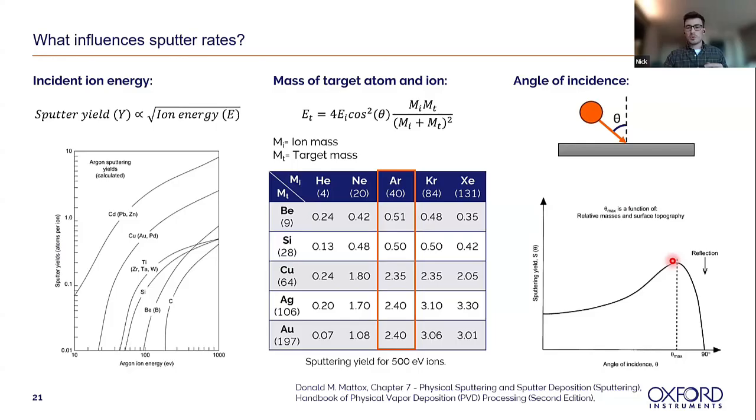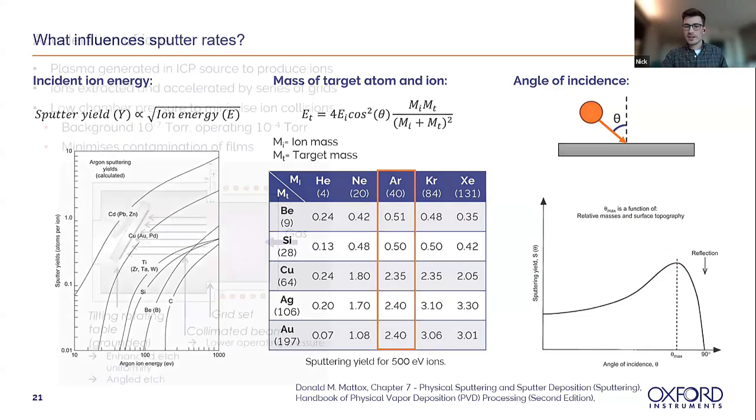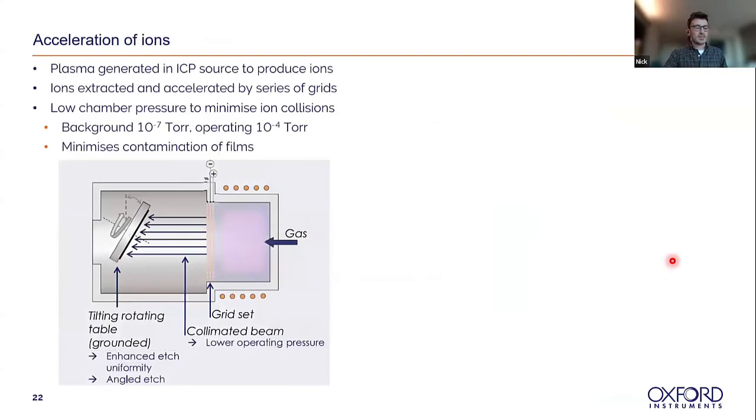But then if you imagine 0 is coming straight down, if you have an ion coming in at near 90, it's actually just going to glance off the surface rather than cause any sputtering. So there are ideal angles at which you can maximize the etching that you're able to achieve. So these are the three main things that influence sputter rates. But again, you're already all experts in that after the last talk.